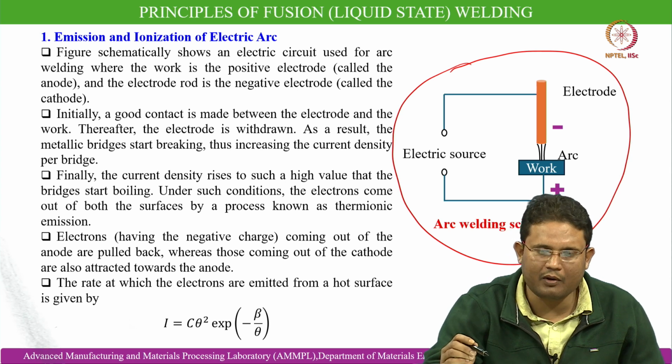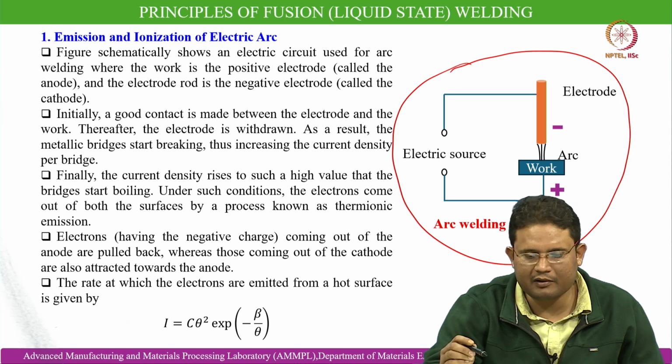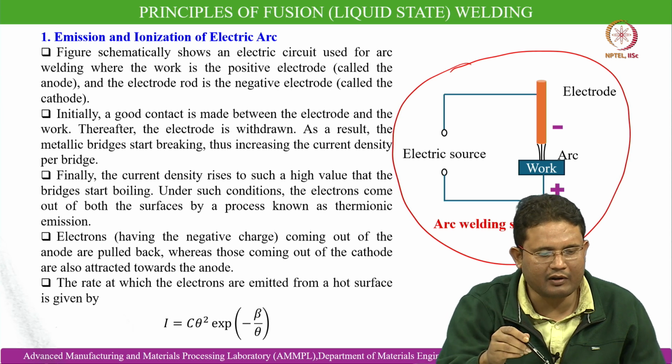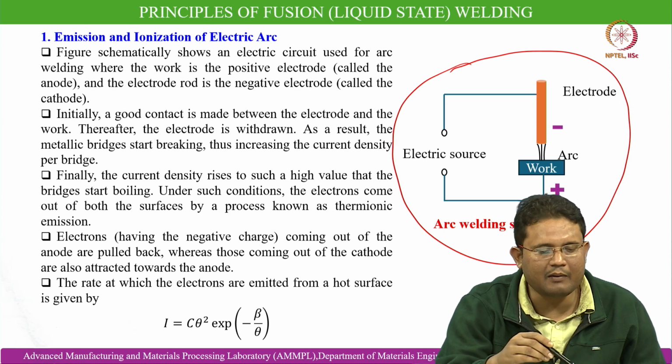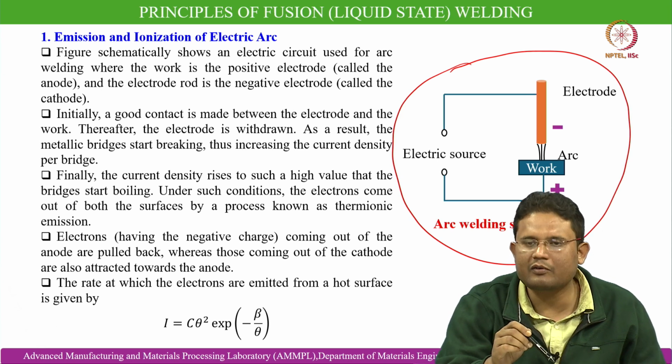both the workpiece, that is anode, and also the cathode. Electrons come out from both the surfaces, and the electrons having the negative charge coming out of the anode are pulled back, whereas those coming out of the electrode are attracted towards the anode.